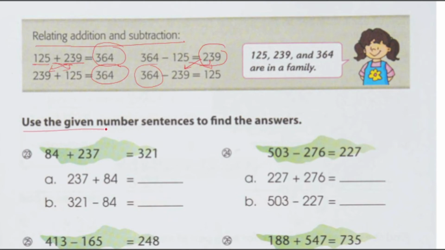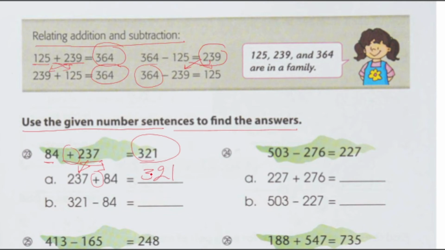So use the given number sentences to find the answers. 84 plus 237 is equal to 321. In this case, we have moved 237 to the first place and 84 to the second place, but the operation is the same, that means addition. So the answer will remain the same.